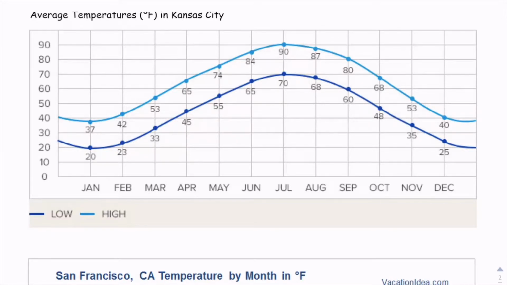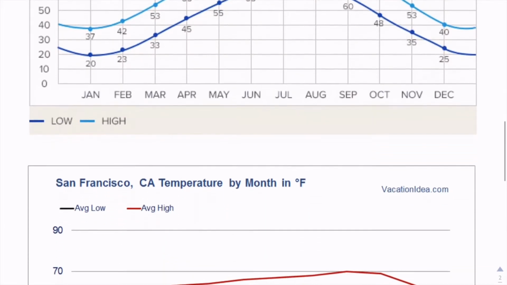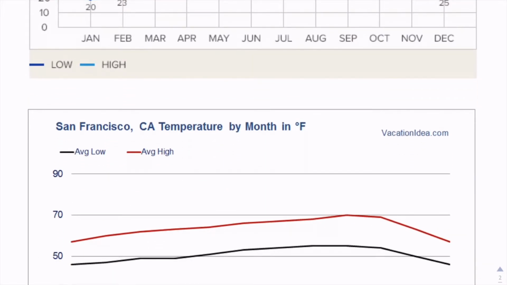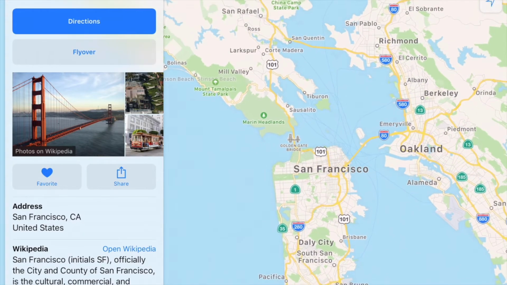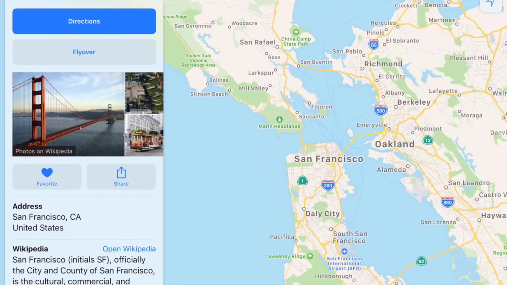So Kansas City is a fairly landlocked area. In all directions, we have a few rivers, but that's really it. San Francisco, on the other hand, is surrounded by water. So here's a map of San Francisco, California. You'll notice on your graph it's extremely temperate there. The average highs and lows don't change much throughout the whole entire year.